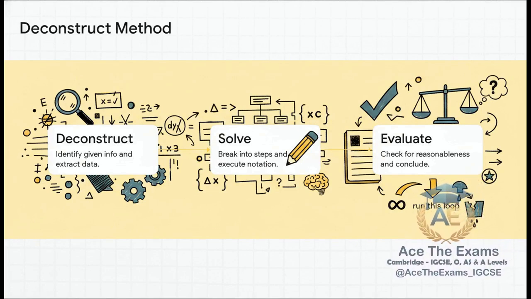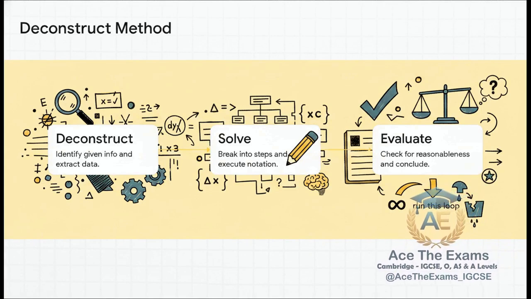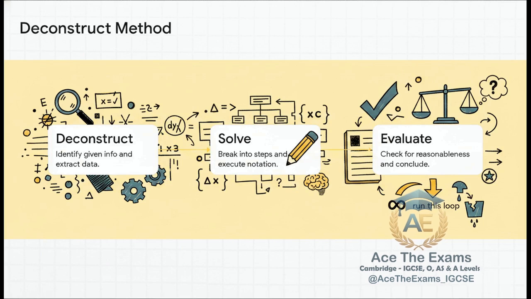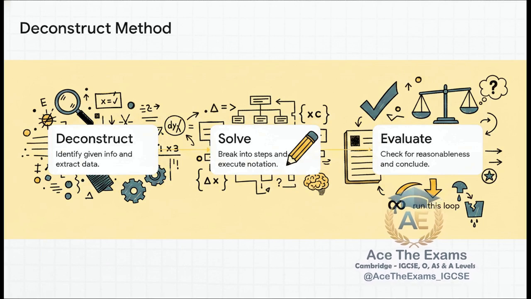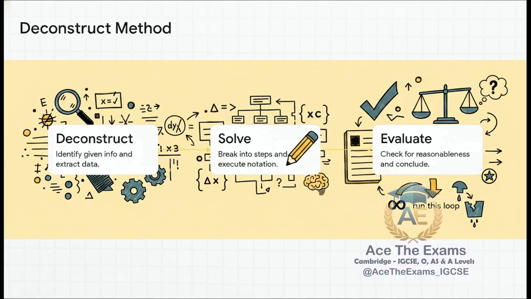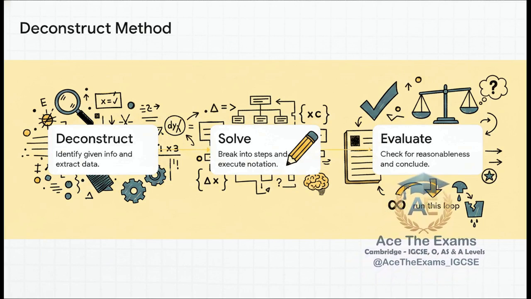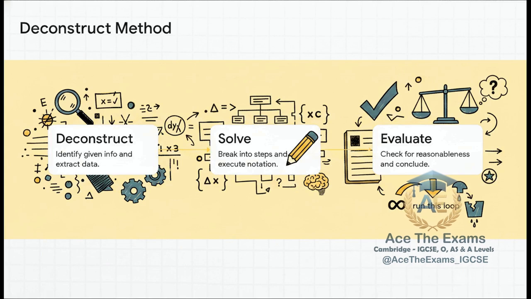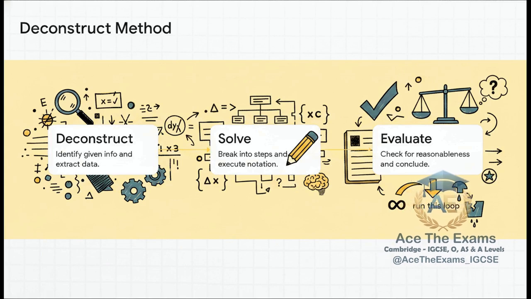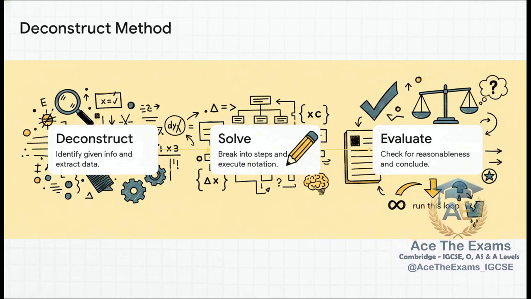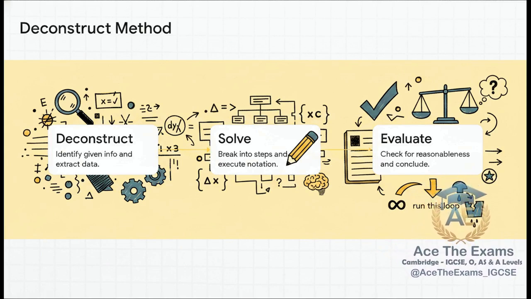Step 1 is deconstruct. You identify the given information and meticulously extract the relevant data from the text and tables. Step 2 is solve. You select your analytical framework, break the problem into logical steps, and execute it using that clear notation we talked about. Finally, step 3 is evaluate. You check your final output for reasonableness and make justified evidence-based conclusions. Seriously, if you run this specific loop on every single differential equation problem, you bypass those common memory leaks entirely.